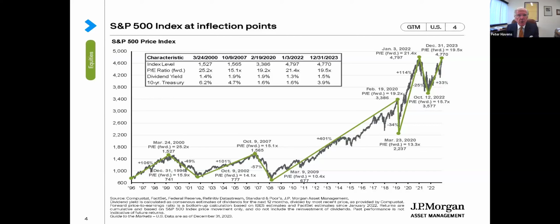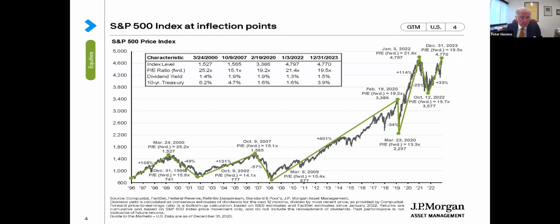The PE ratio, that's the price earnings ratio at that peak, which is a measurement of value that we very often use when gauging markets, was at 25.2 times, and the dividend yield on the index at that point was 1.4%. And this was in an environment where the 10-year Treasury was at 6.2%.